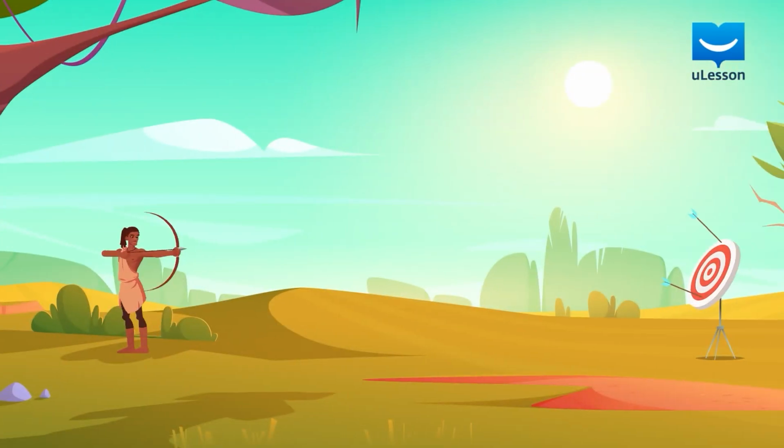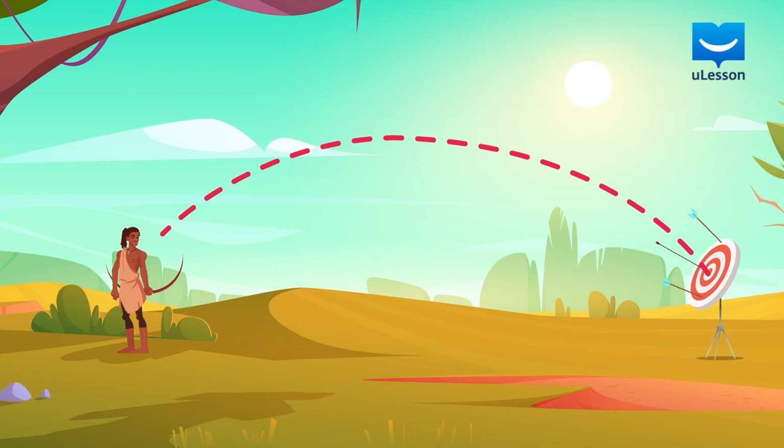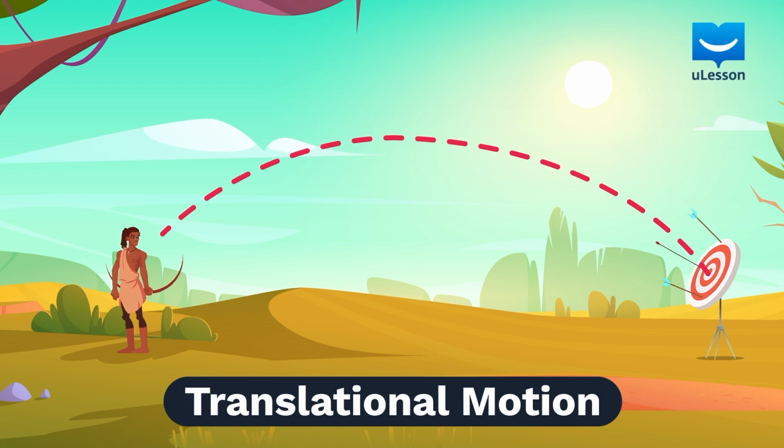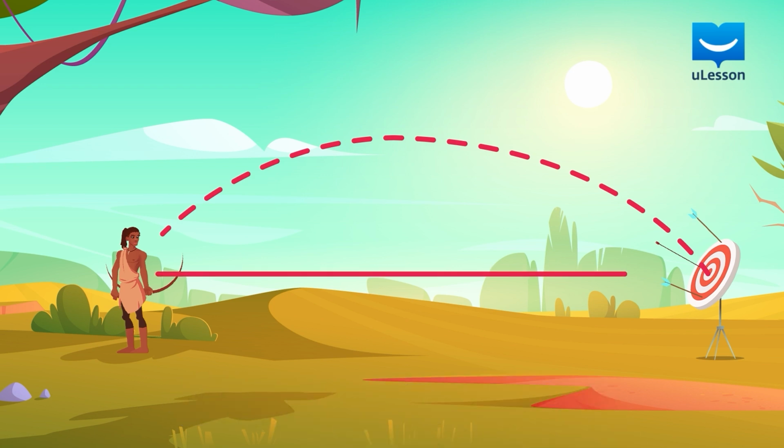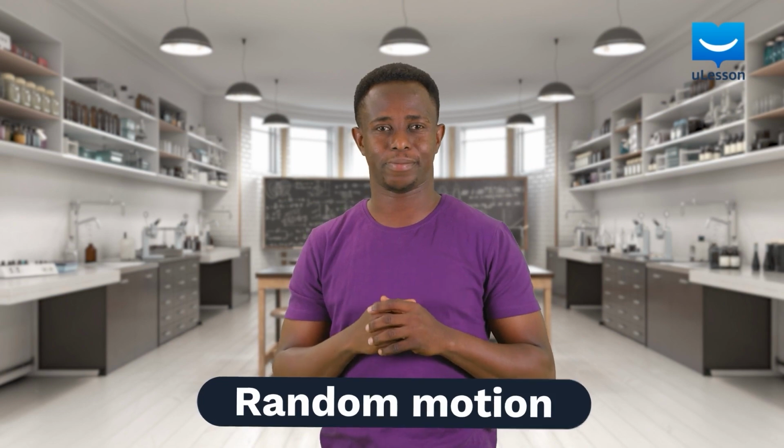For example, for the troublesome ball that wants to hit my head, the motion is from one point A to another point B along a straight line. Another example of translational motion is an arrow shot into the air in a manner that it follows a curved path. Yes, that is an example of translational motion which is not rectilinear because the path is not a straight line. Now, let's look at the second type of motion, random motion.